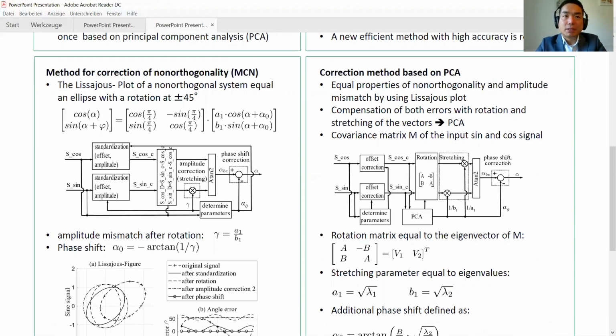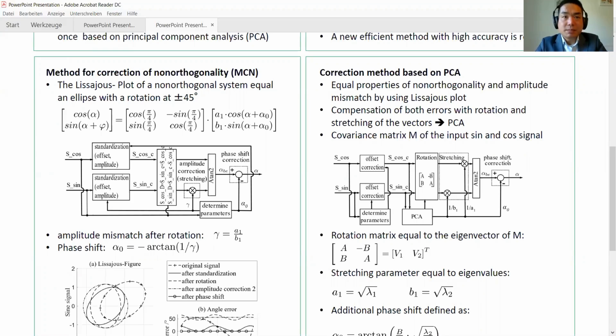Additionally, the properties of non-orthogonality and amplitude mismatch are almost identical based on observation. Therefore, principal component analysis can be used to develop a new correction method, which is accurate as the usual DFT method, but requires less energy consumption.